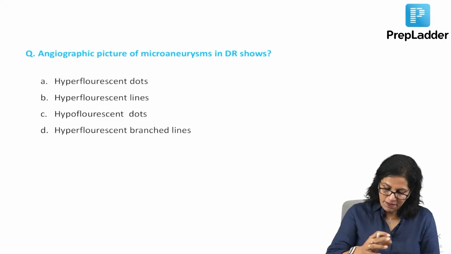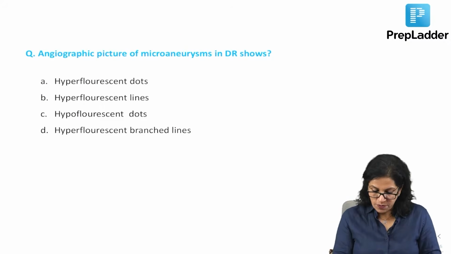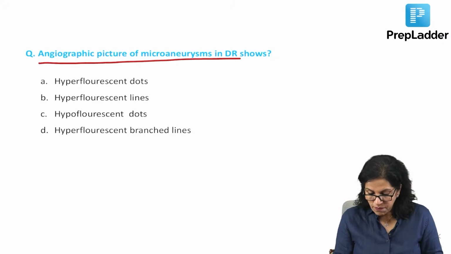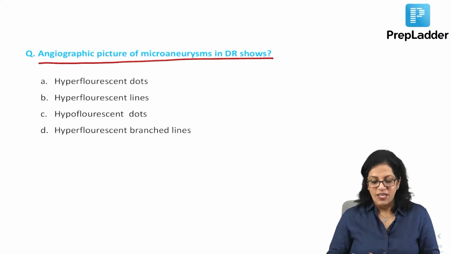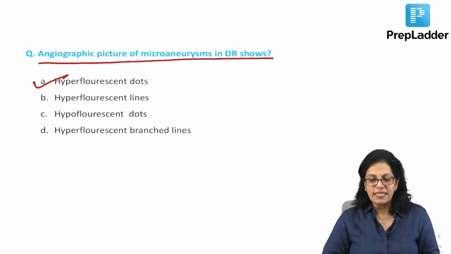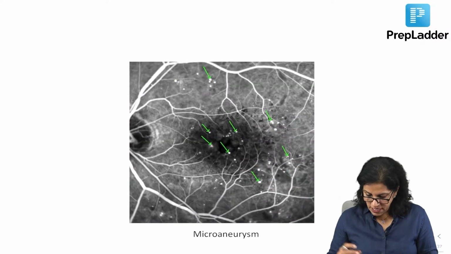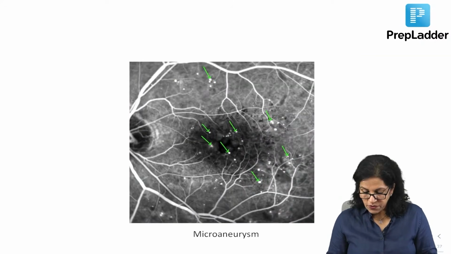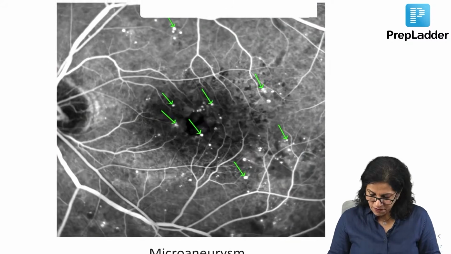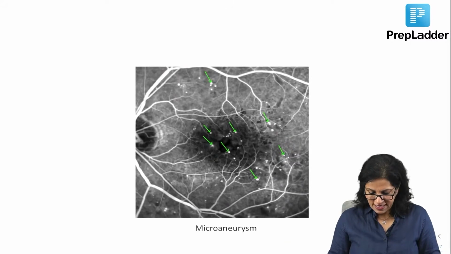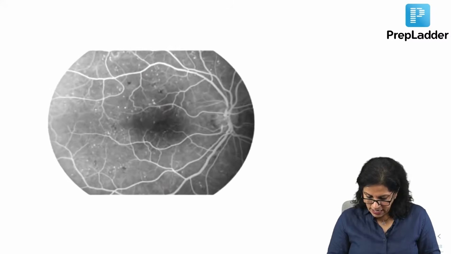Next, we are again back. I think Sky, this was the question I was mentioning: the angiographic picture of microaneurysm in diabetic retinopathy. So, what is the angiographic picture? Hyperfluorescent dots. These are the microaneurysms which will be present as hyperfluorescent dots. Yes, right? So, again the same.